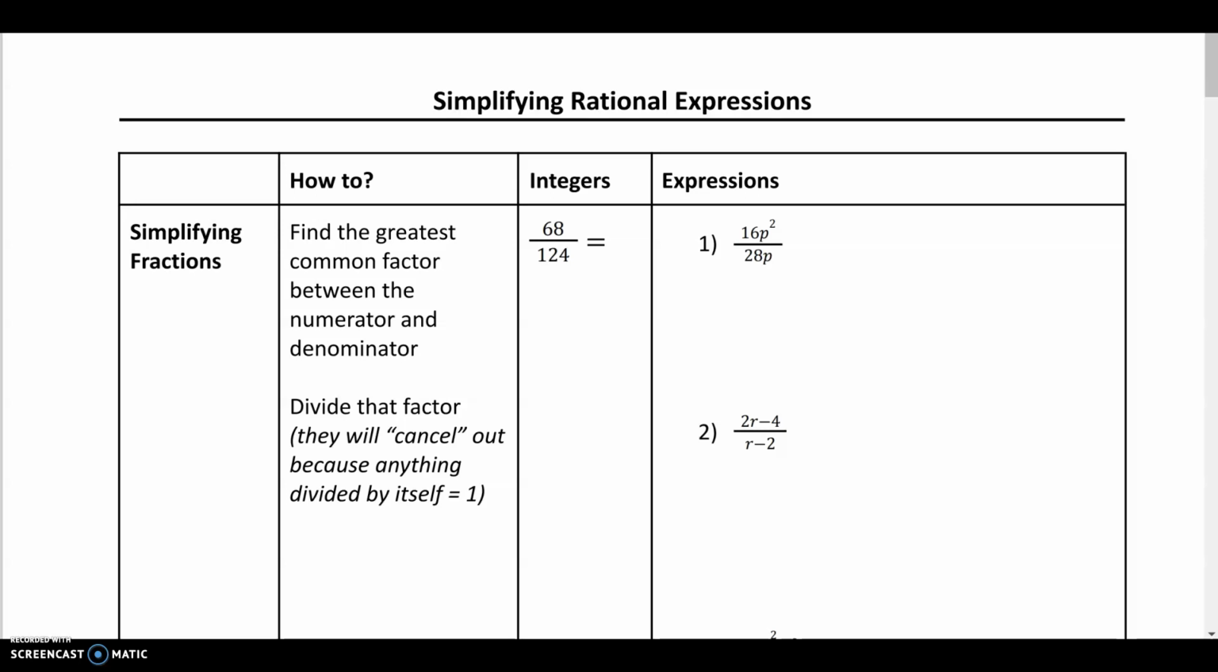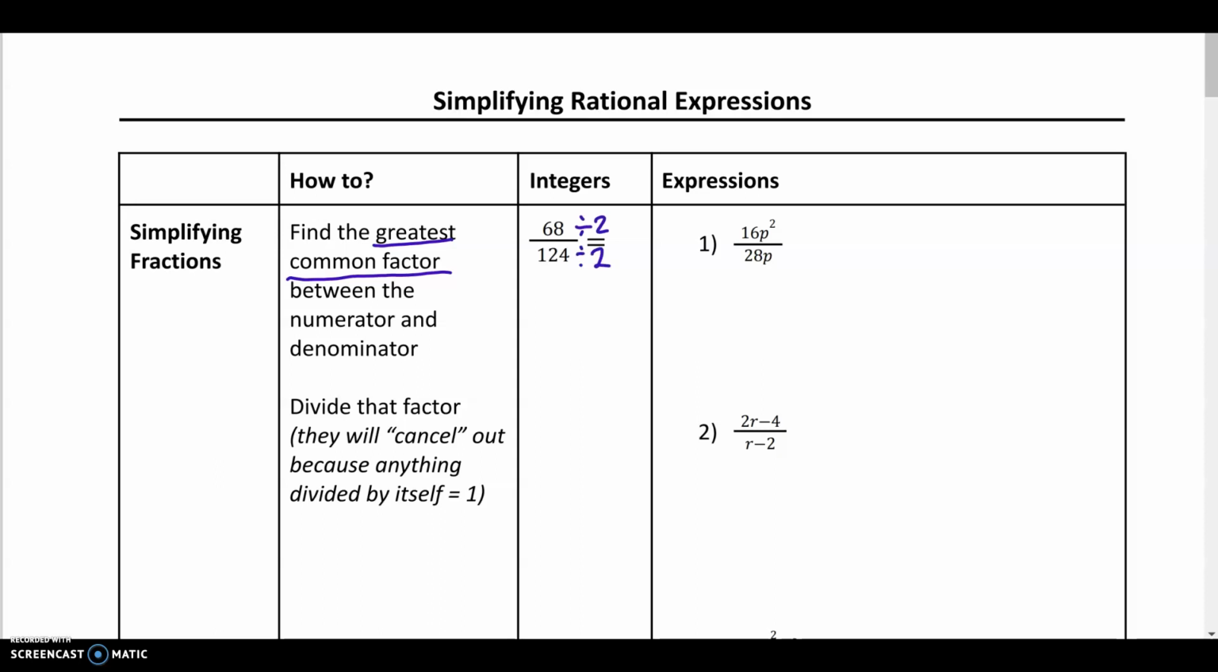A reminder is written off to the left here: in order to simplify a fraction, you are going to find the greatest common factor between the numerator and denominator. So a common factor is a number that will divide evenly into both of these. You're going to look at what 68 and 124 have in common. Probably the first thing most students would say is that both of these numbers are divisible by 2. All right, we can definitely divide them both by 2 because they both end in an even number.